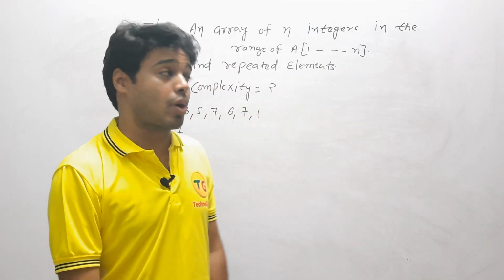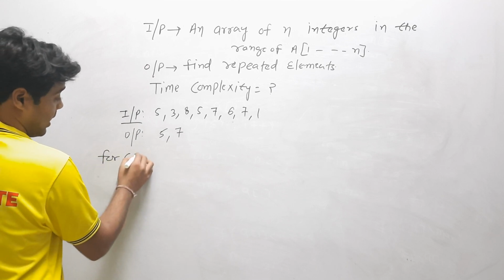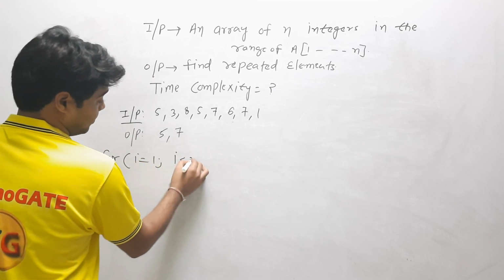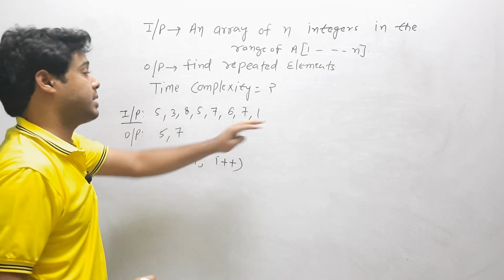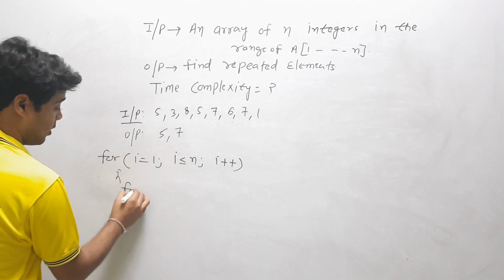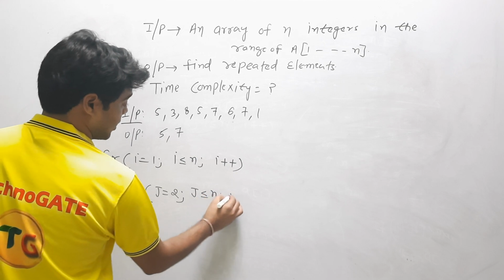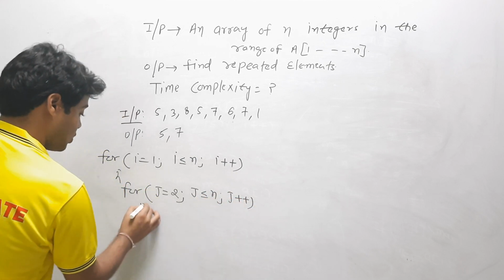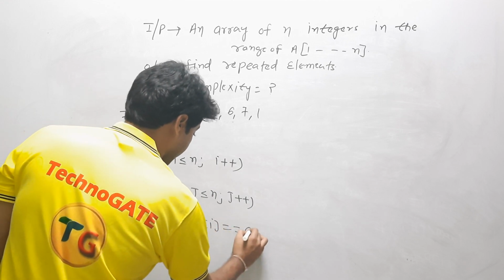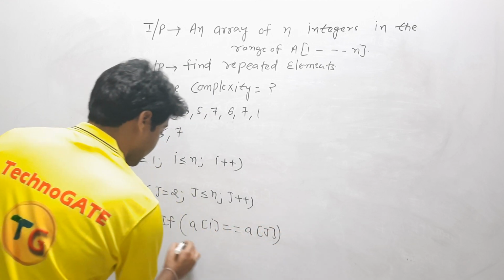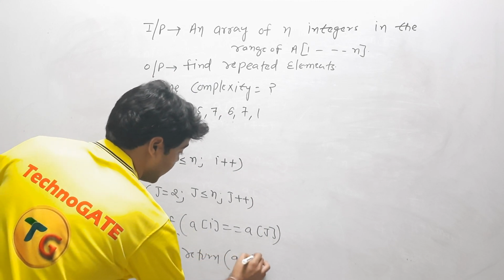So what is the worst case approach or brute force approach? Take two for loops here. For i is 1 to n, and for every element, compare with all other elements every time. For j equals 2, j less than or equal to n, j plus plus. So if a of i and a of j are equal, then return a of i, your element.